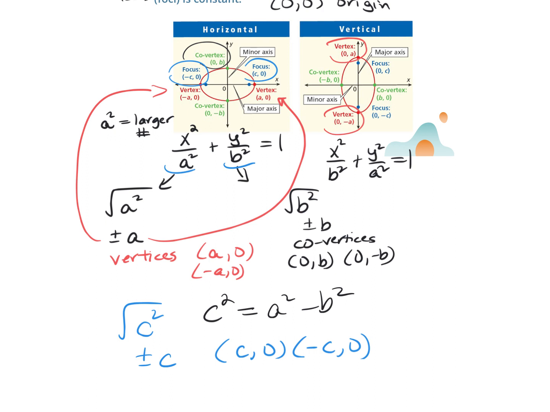And then the co-vertices would have that B value in the X spot. But we're going to see this coming up. So it's going to be a lot of memorization, memorizing all of the formulas and the steps that you need to follow to find all these pieces. So let's go ahead and take a look at the equations again in a table form.